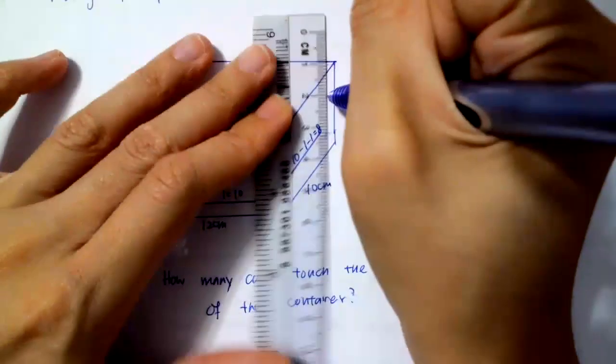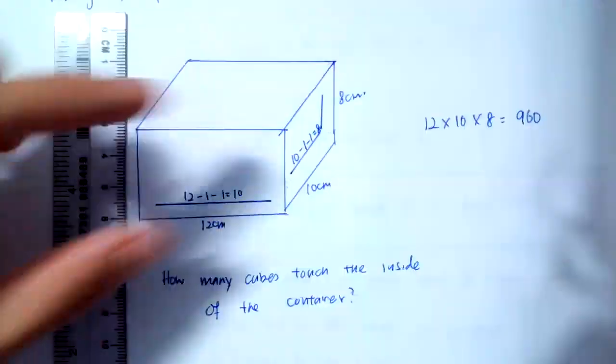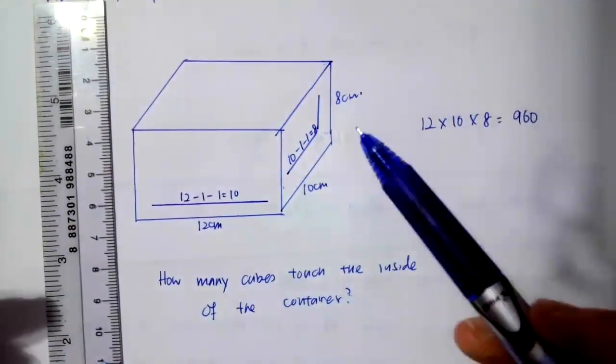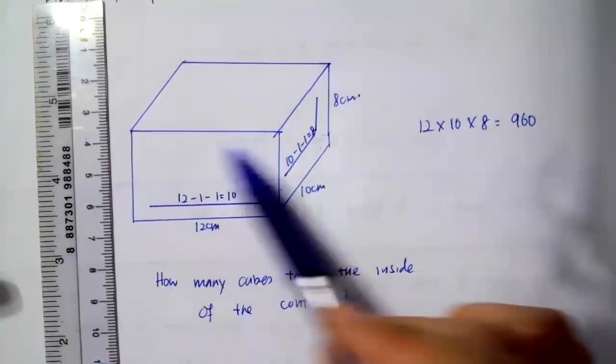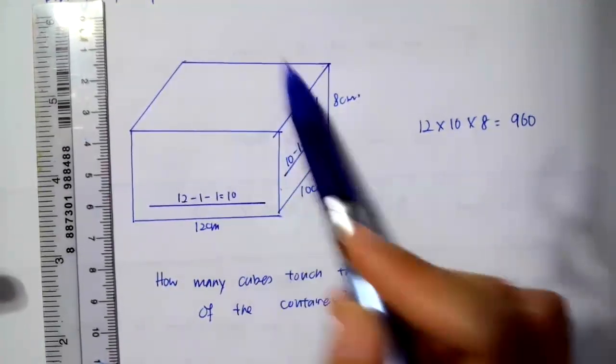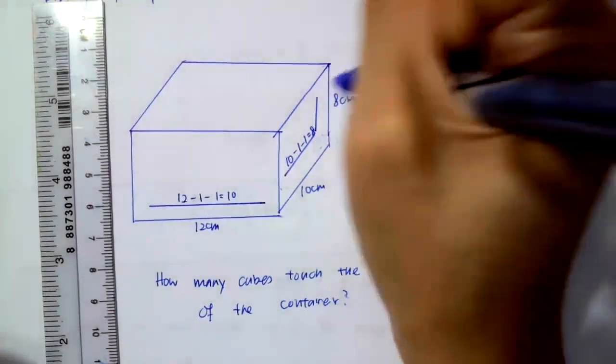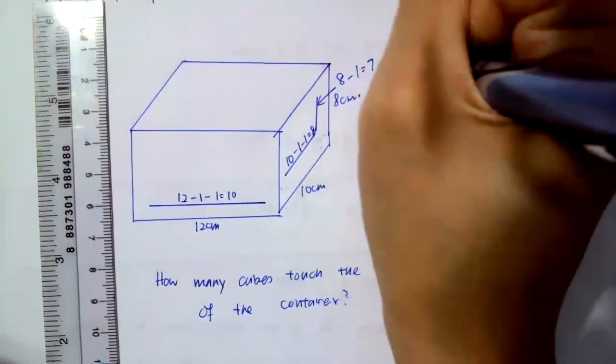And then for the height, it will be 8 cm minus the base that doesn't touch. Why is it that I don't need to minus the one on top? Because this is an open top container. There's no touching at all. So for the height, it's just 8 minus 1, 7 cm.